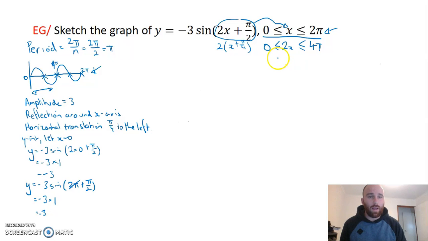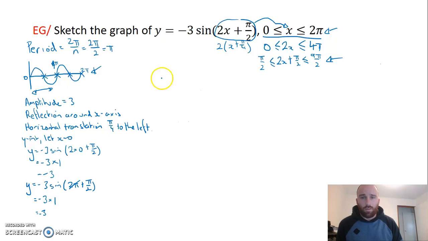What I'm going to do now is go 2x plus pi on 2. So I'm going to add pi on 2 to each of these. So I've got 4 pi. If I'm adding pi on 2, that becomes 9 pi over 2. And my minimum becomes pi on 2. So we need to find all of our values within this domain.